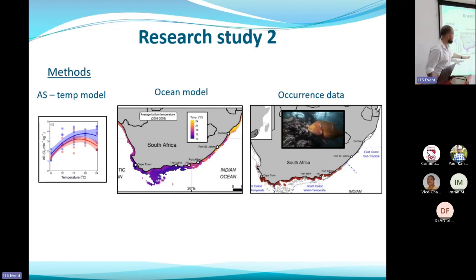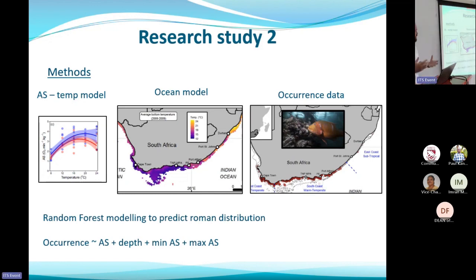So this core distribution basically goes from Cape Town all the way to the beginning of the Transvaal area in South Africa. Okay, so we can use this aerobic scope model to turn this temperature data into aerobic scope and then do some distribution modeling. I did this using random forests, where you predict a distribution, the model learns from itself and predicts again and gets more and more accurate over time. And then you test it with a separate data set.